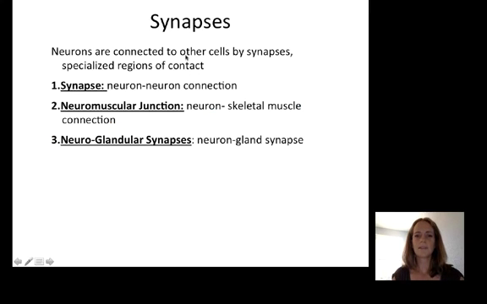So synapses are connections from neurons to other cells, and we have three basic types. We have a normal neuron-to-neuron connection that we just generally refer to as a synapse. If we have a neuron to skeletal muscle, we refer to that as a neuromuscular junction. And then we can have a neuron that can contact glands and cause release of hormones and other chemicals or secretions from glands, and that's a neuroglandular synapse.